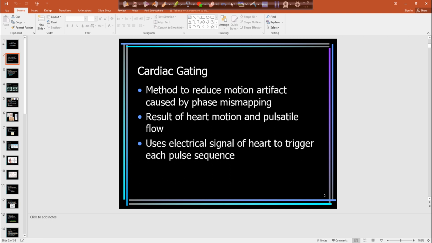Involuntary motion, you just have to be able to use gating, but voluntary motion, so we are doing the thorax, we can have them hold their breath during these procedures, but then we use the gating for the heart motion. We're going to be using the electrical signal of the heart, so we're going to be looking at that waveform to trigger each pulse sequence. Usually our pulse sequence starts a little bit after we get that peak of the QRS wave. So right at the peak of that R wave, that's usually when we start our pulse sequence, because a little bit after that, our heart starts to relax, it calms down, and there's going to be less motion during that period.